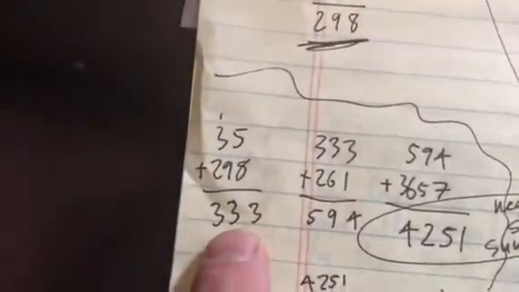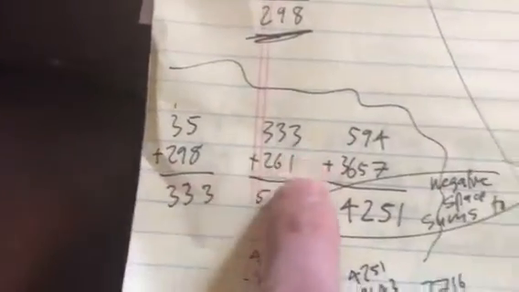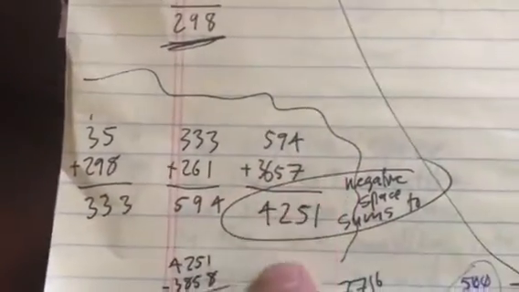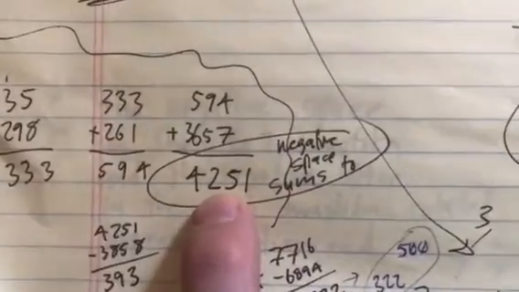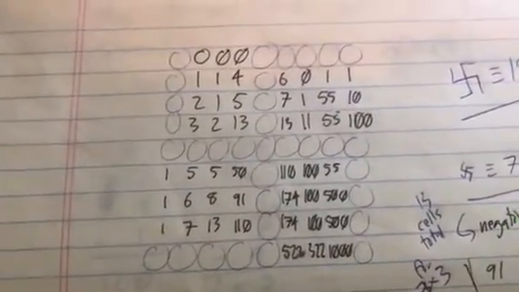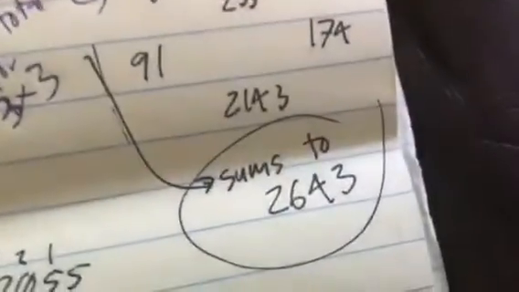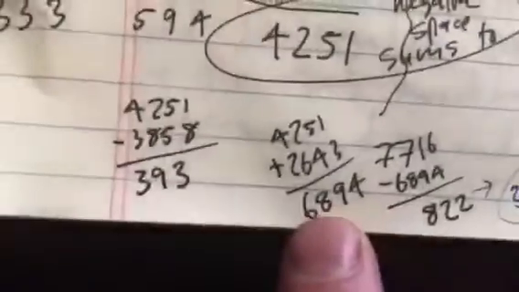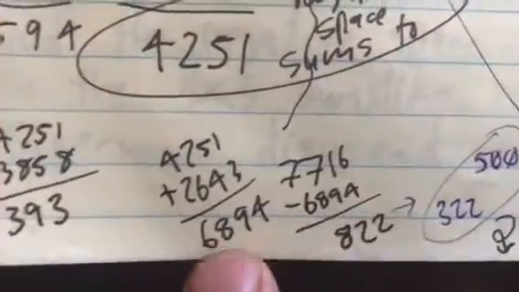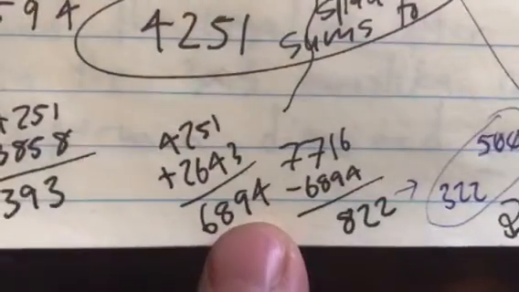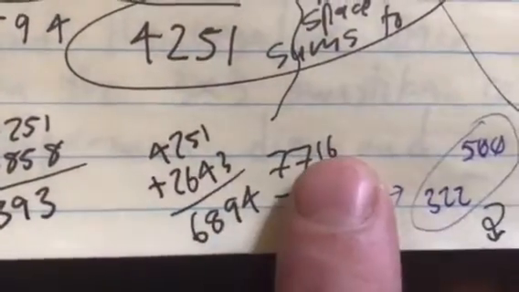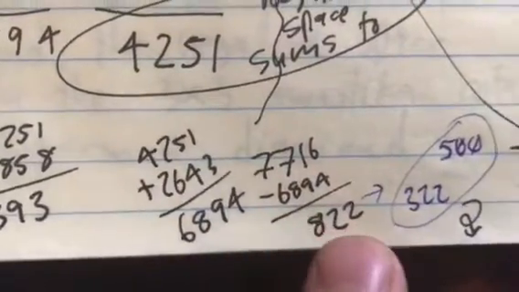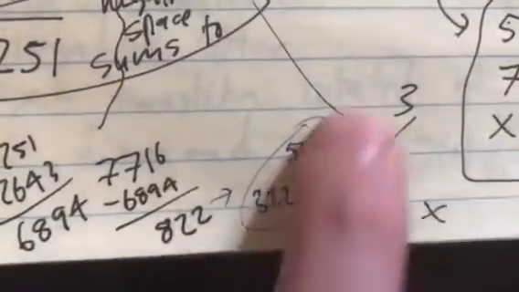So, add them all up. That's what I did. 35, 298, 333, 261, 4,251 in the negative space of this. So 4251 for this and 2643 for that. You add those together, you get 6894. Now I know that I want 7716 as the next magnitude. So if I find the difference, I get 822. 822 is just this cell and this cell, I thought.